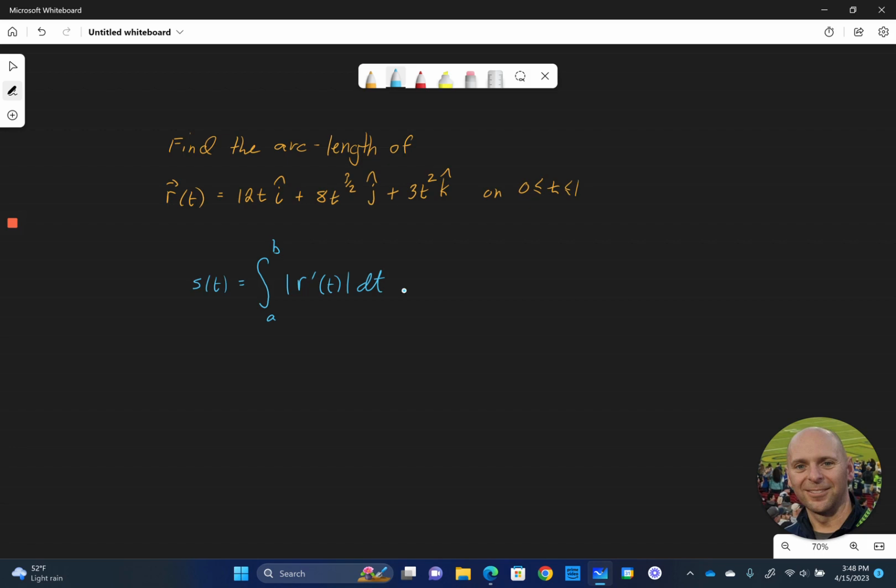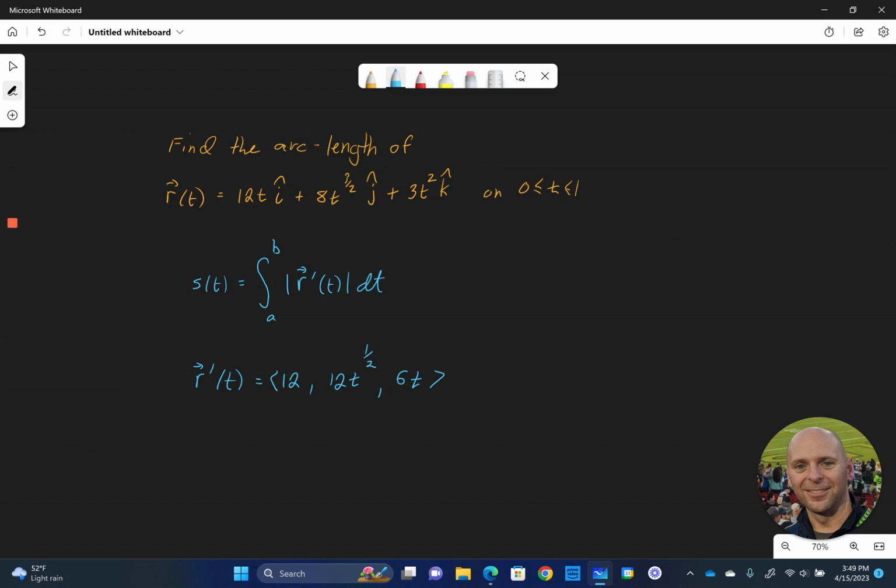So first let's find r prime. Here's r prime of t. It's going to be equal to 12. I'll just go ahead and use our standard vector form here. And we're going to have 24 over 2, which is 12t to the 1/2. And for the k component, it's just going to be 6t. So there's r prime of t.